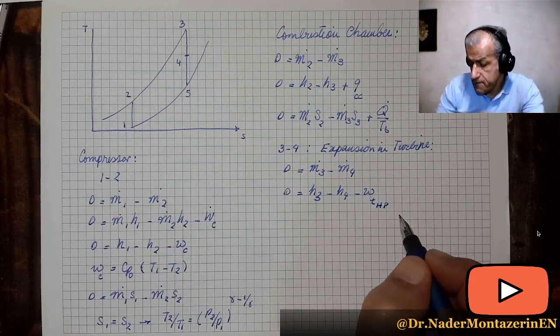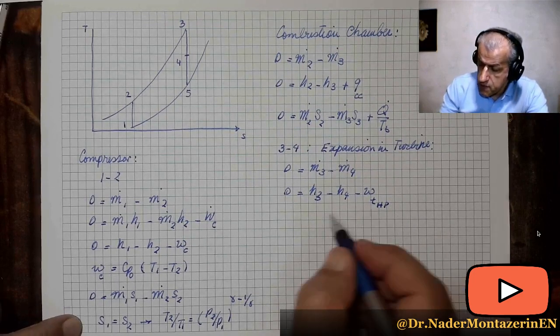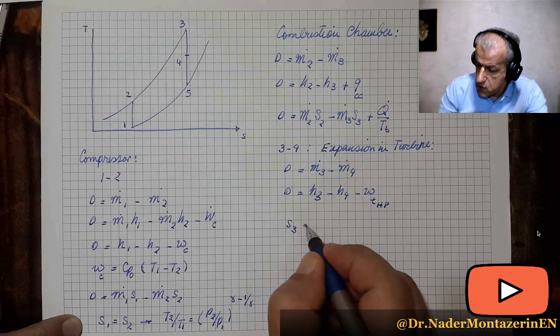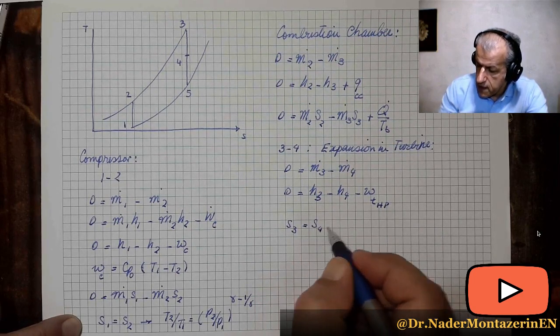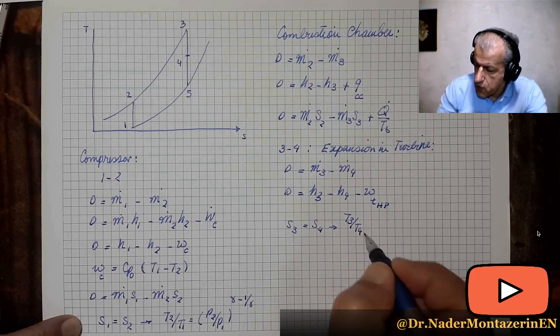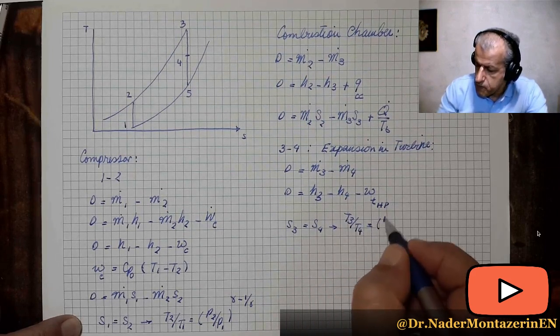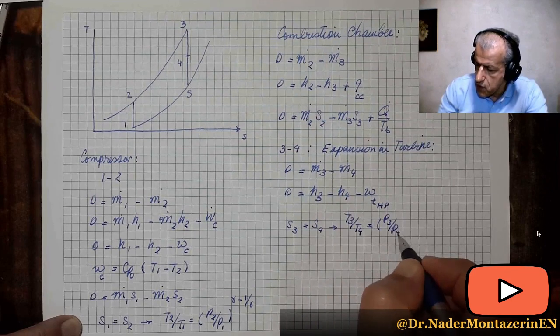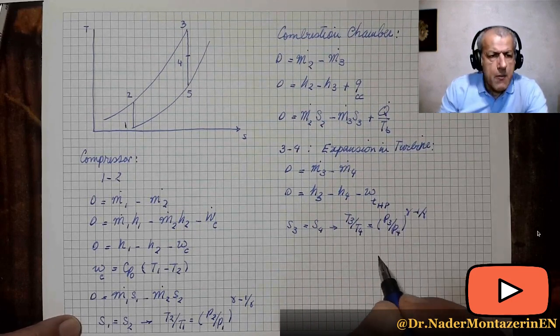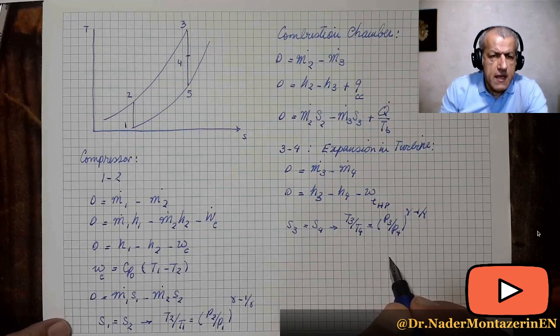And the second law would be very similar. I mean, S3 equals S4, and therefore T3 over T4 equals (P3 over P4) to the power (gamma minus 1) over gamma. And that is the expansion in the turbine.